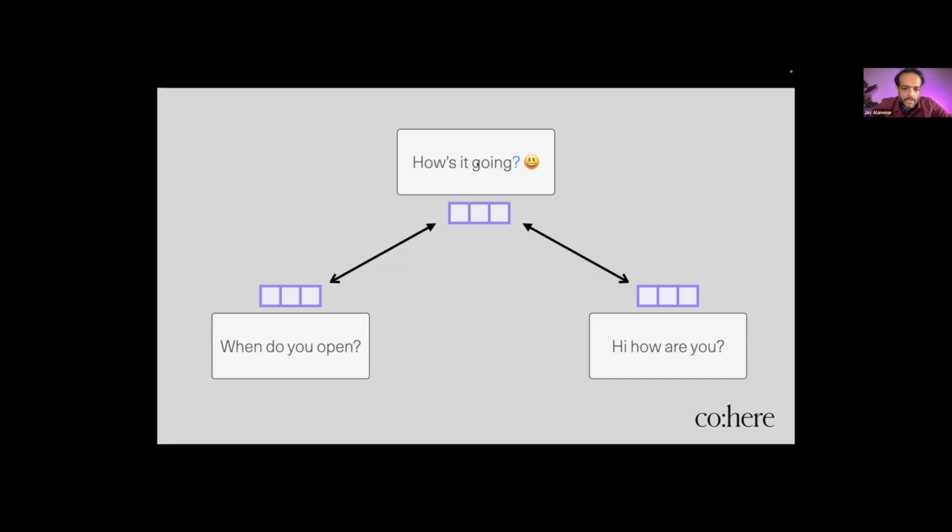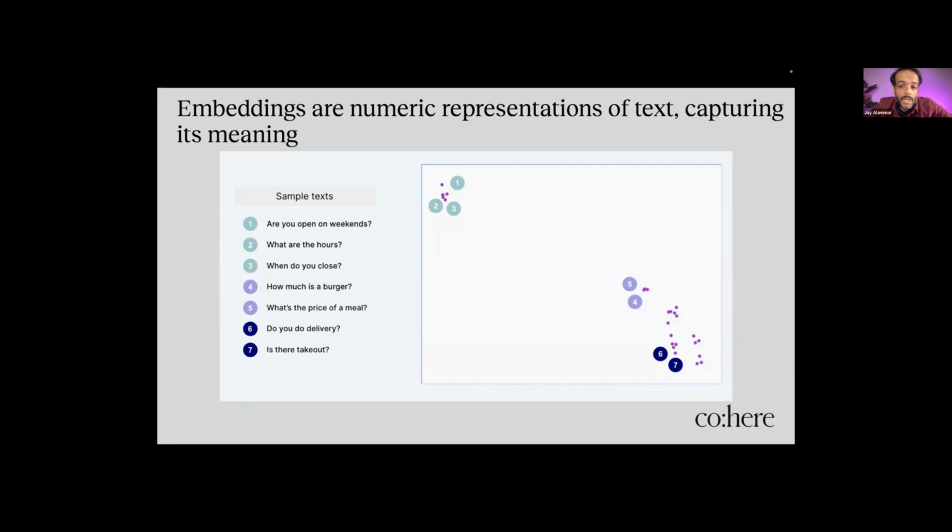So if we have these three sentences: how's it going? When do you open? So this is, for example, a question that somebody's asking a store. Or hi, how are you? We can compare the vectors. We have the software tools to compare these vectors and have a score of how similar they are. And that enables software to do smarter things with text. We can also plot and visualize text this way. And we'll see that sentences that are about similar topics will tend to be close to each other. So these are questions about opening hours or closing hours or opening on the weekend. These questions would be close to each other, but far from other questions that are about pricing or about delivery or takeout.